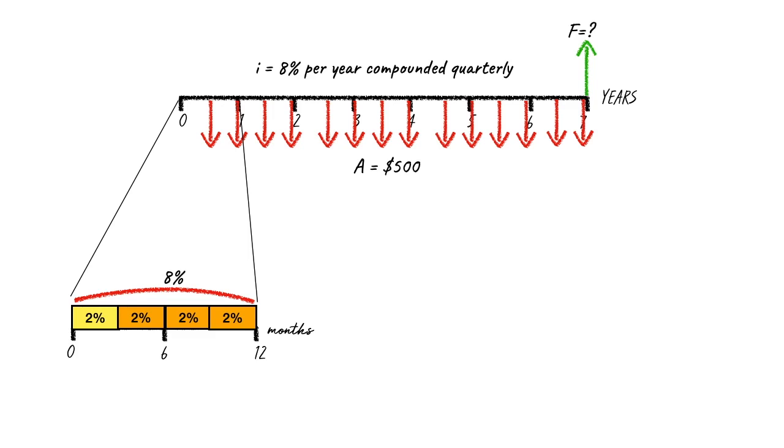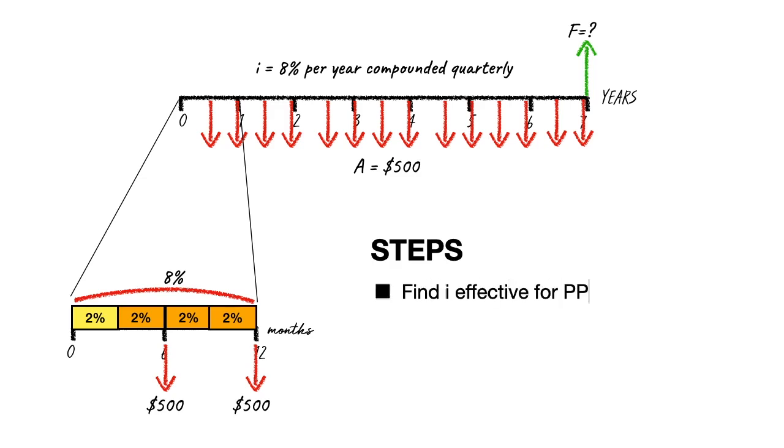And please don't forget, in your original cash flow, there are 2 annual series payments happening every 6 months with the amount of $500. To solve the annual series problem, the first step is to find the effective interest rate for the payment period. In this case, the first payment happens at month 6, and you notice that the interest is already being compounded in the orange block. So you cannot simply calculate the interest as 2% plus 2%. You have to calculate the effective interest rate for that particular payment period.